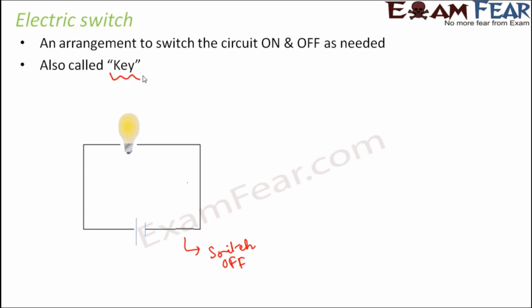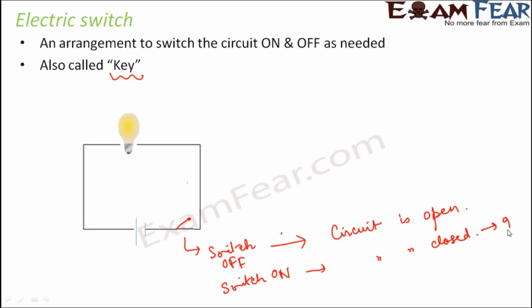A switch is also termed as a key. It is also known as a key in an electric circuit. Now, when the switch is off, at that time we say that the circuit is open. Why is the circuit open? Because the circuit has an opening somewhere. As you saw, when the switch was off, its position was like this. So here you had an opening, so the circuit is open. Whereas when the switch is on, the circuit is closed and therefore the bulb glows. And here the bulb does not glow.